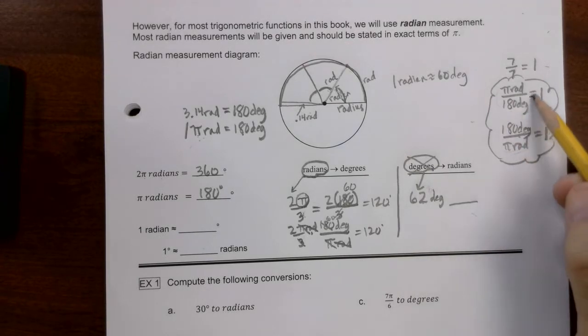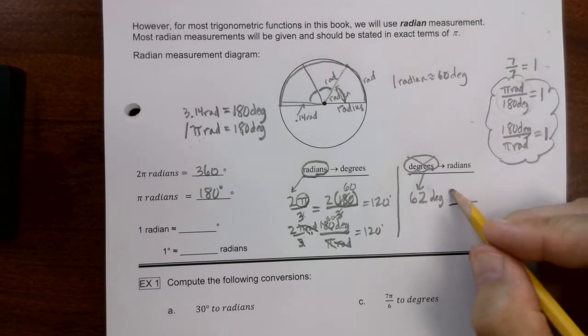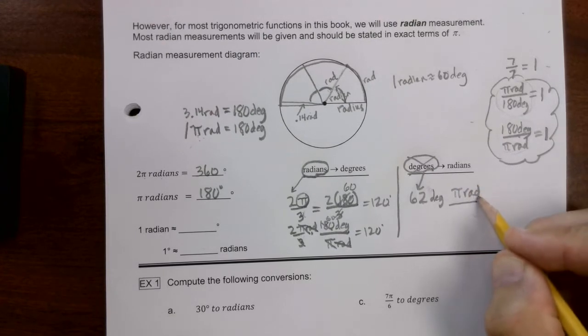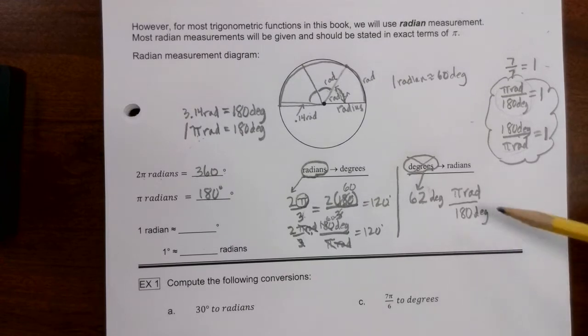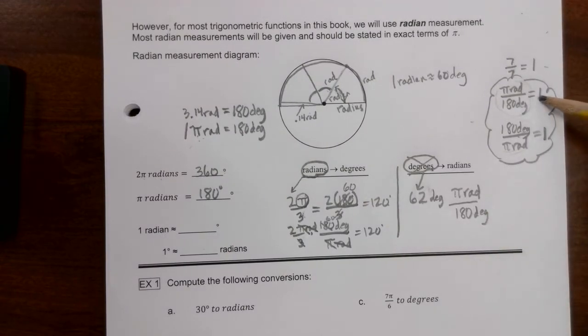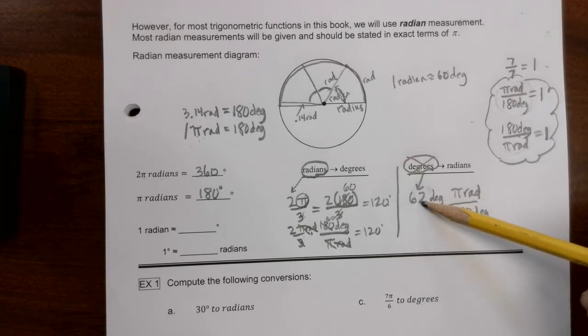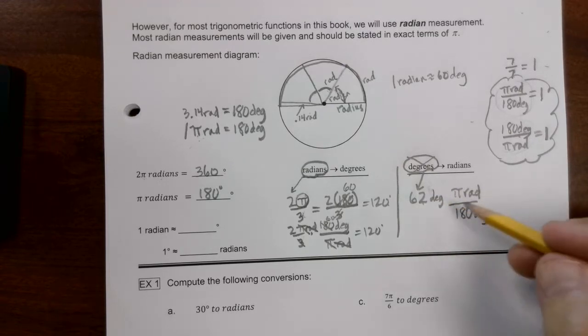That means I'm going to grab this one. Now I'm going to write pi radians over 180 degrees. And let's stop for a second. What does this equal? Well, it equals 1. What's anything times 1? Itself. So we're just changing the way it looks, but we're not changing its value. Keep that in mind, too, as we do these.